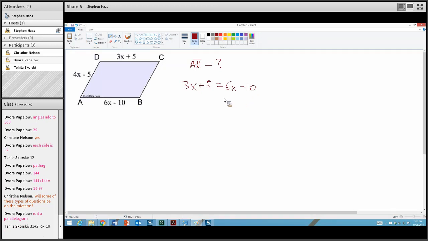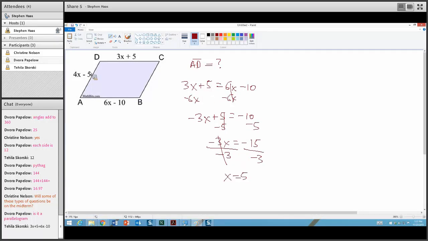Get all the x's to one side, all the numbers to the other. Let's say we subtract 6x from this side and 6x from that side. So we get negative 3x plus 5 equals negative 10. Now we can get rid of the numbers. Subtract 5 from each side to get negative 3x equals negative 15. And then we divide by negative 3 to isolate the x, and we get x equals 5.